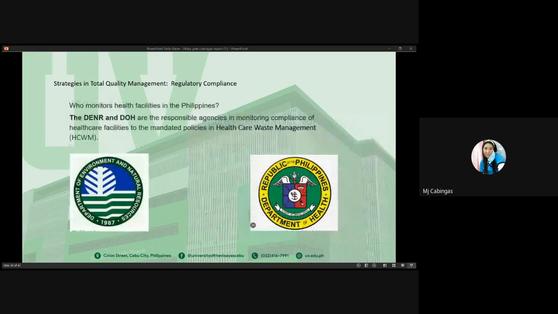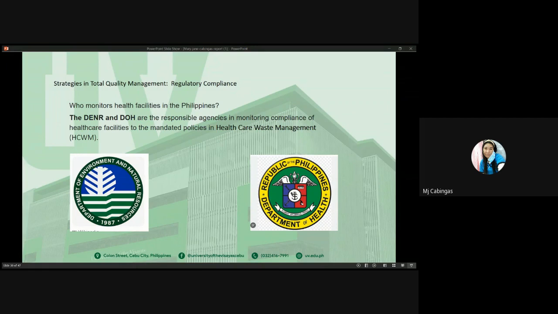So, who monitors health facilities in the Philippines? The DENR and DOH are the responsible agencies in monitoring compliance of healthcare facilities to the mandated policies in healthcare waste management. So, the DOH is the one that inspects the hospital.